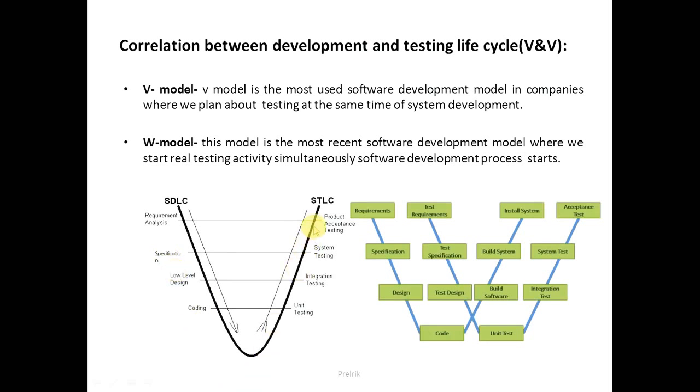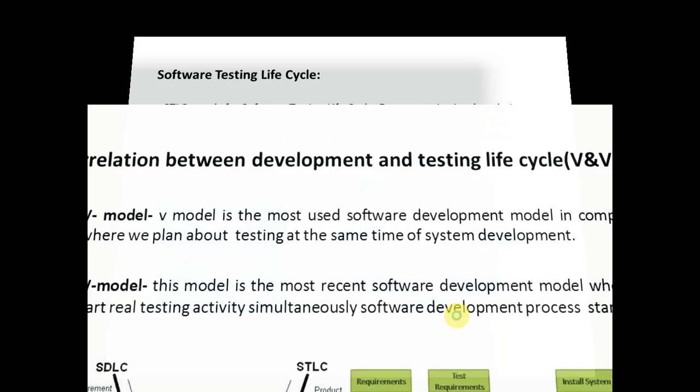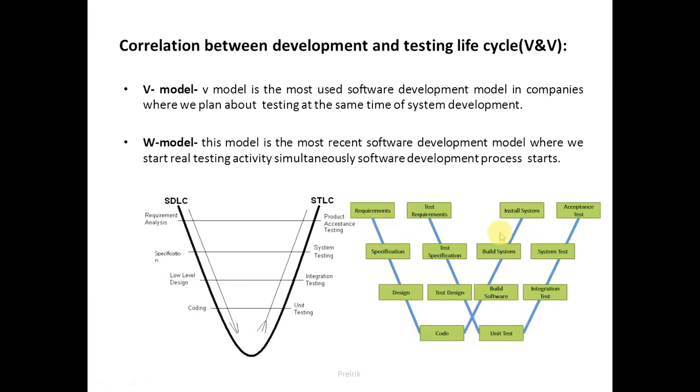So what we are going to do in the W model is implement a different phase, a different V, which will start, just follow the cursor, something like this. And it creates a W model. So it's a V and again a V. You might have heard about the V and V process in big IT companies. V and V is nothing but verification and validation.